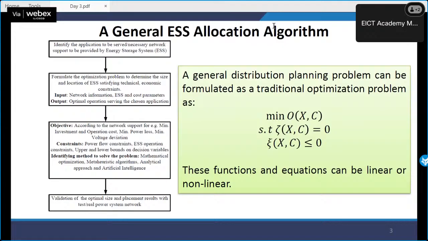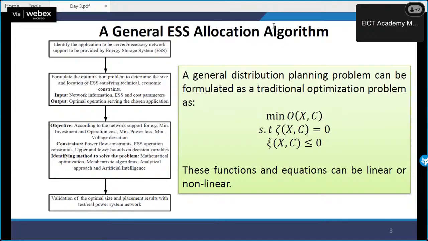According to the network support, for example, minimize the investment, as I told you, and operation cost, minimize the power loss, and minimize the voltage deviation. So we can use the battery for power loss minimization. We can use the battery for voltage deviation minimization. We can put the battery for operation cost minimization. We can put the battery to defer the investment for a couple of years. So there are so many objectives one can design.